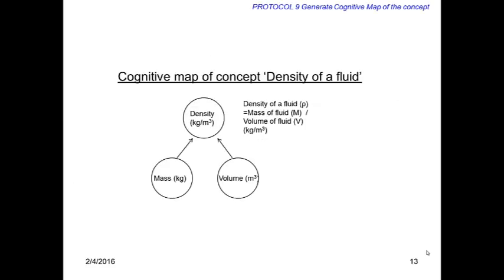Finally, we have a cognitive map for density. It shows that density is related to mass and volume and you should be able to identify the relation between the three quantities.